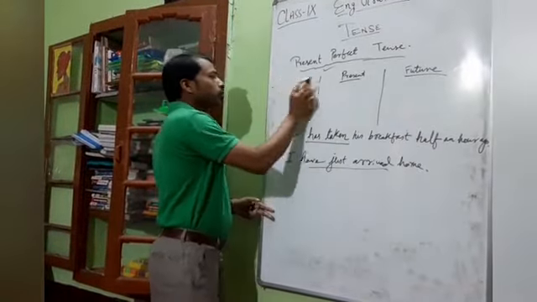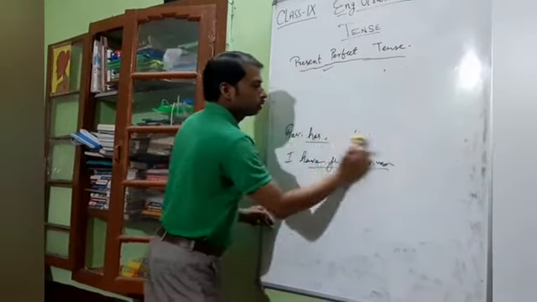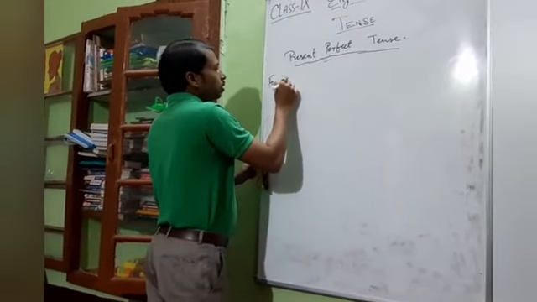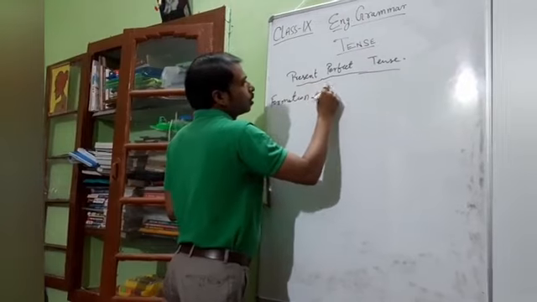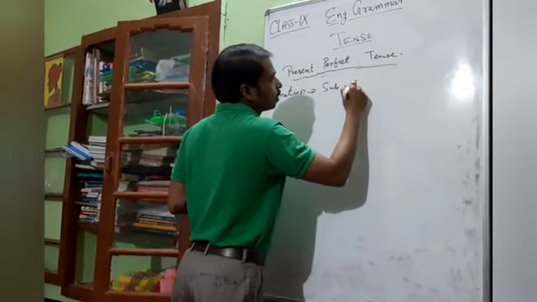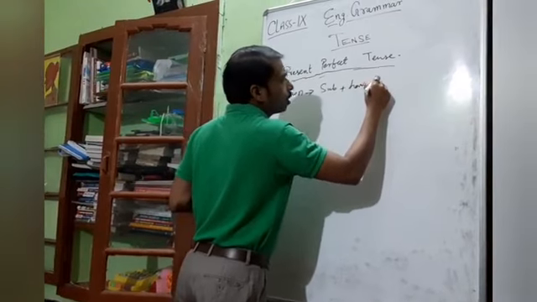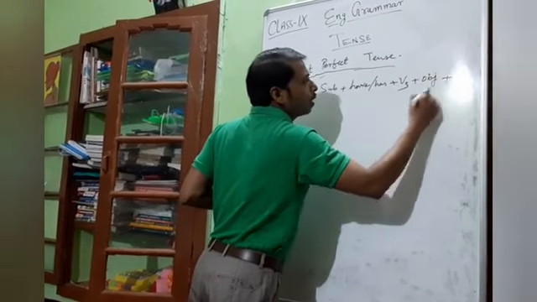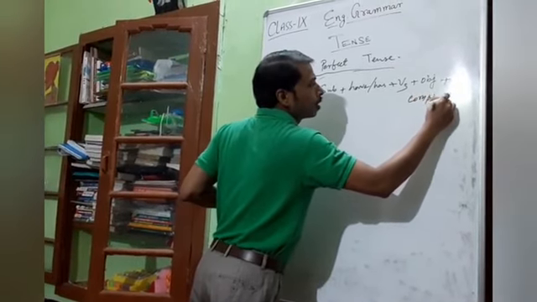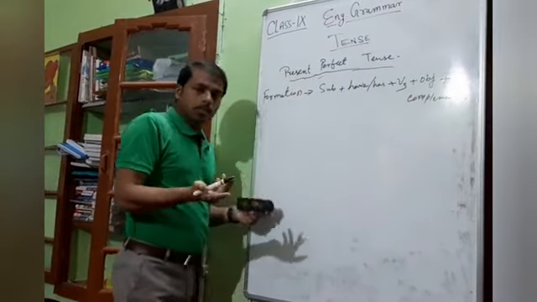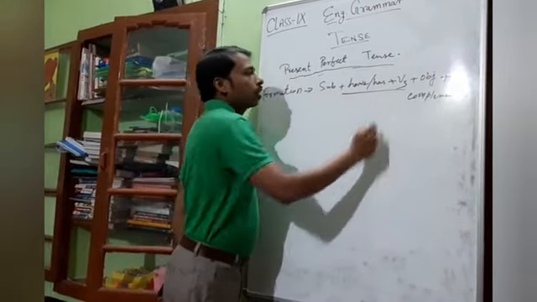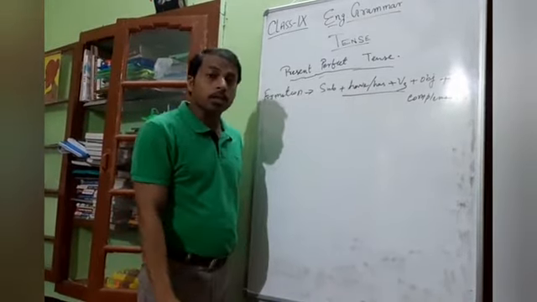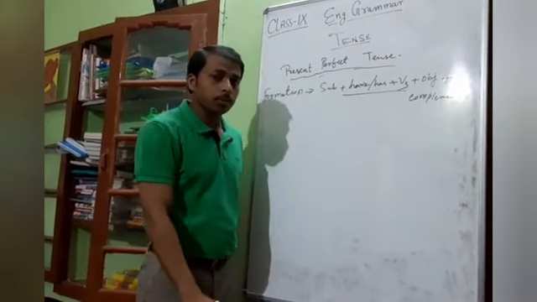Now coming to the formation. Subject plus have or has plus V3 plus object plus complement. Now object or complement may be there, may not be there also. So this is the syntax of the assertive sentences. Now has is used with third person singular number, with all the rest we use have. So you have to keep this one in mind.